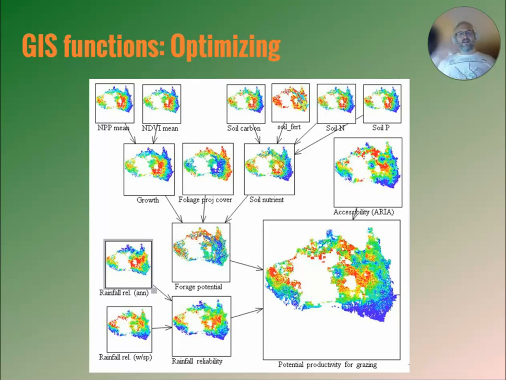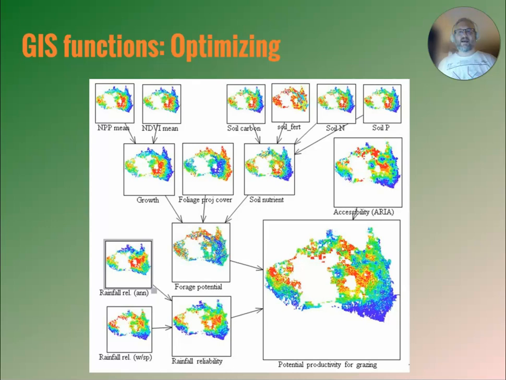So we can combine all these different variables that affect whether an area is going to be good for sheep grazing into that final largest map that is our overall productivity potential. So that's identifying the best areas for grazing. So we can combine all these different variables to find out what's the optimal place to do something. And all kinds of uses of this go on all the time.